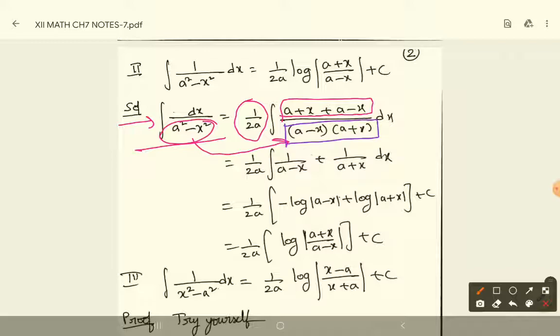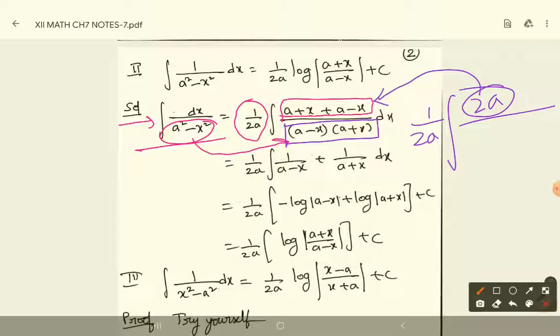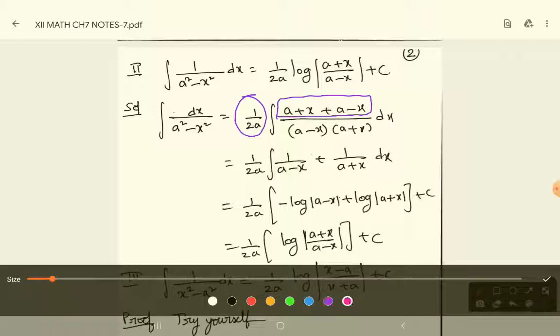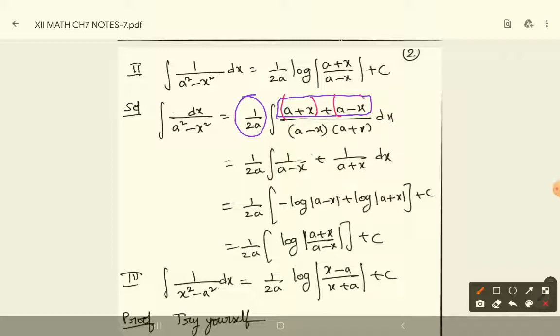That is the reason I divided by 2a outside, then this 2a will be in the numerator. This one I wrote as a plus x plus a minus x, because plus x and minus x get cancelled, I will get 2a only. Then 2a gets cancelled, and I will get the answer. So 1 by 2a is outside, inside 2a is written as a plus x plus a minus x. Then take a plus x plus a minus x over the denominator and split the fraction. So a plus x gets cancelled, 1 by a minus x is the first fraction. Then a minus x gets cancelled, 1 by a plus x is the second fraction.